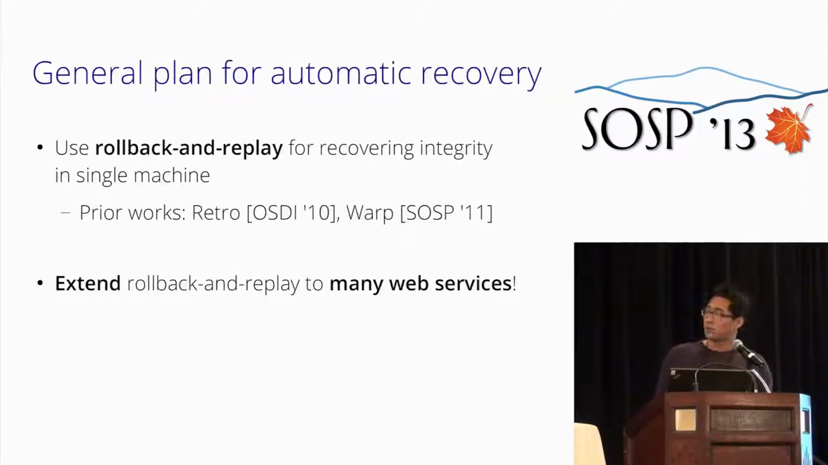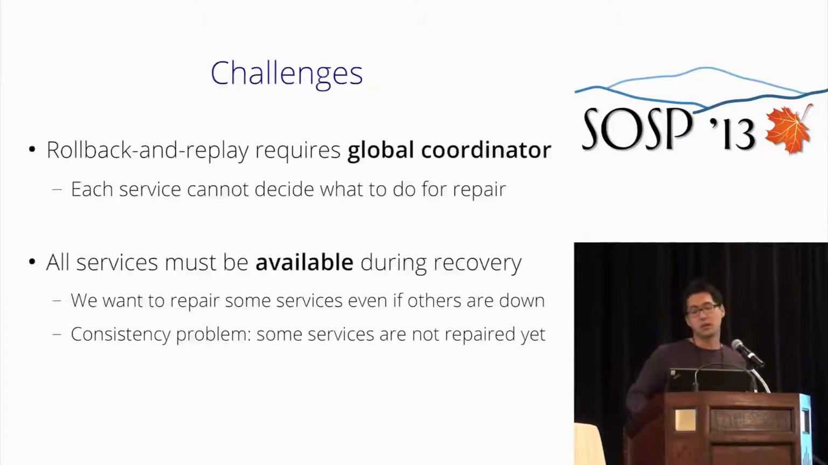Our approach for this particular problem is as follows. We're first going to use rollback and replay for recovering integrity within a single machine, based on our prior work. And we're going to extend the rollback and replay to many web services. However, there are a couple of interesting challenges in doing so. First, rollback and replay of many websites requires a global coordinator who understands the entire picture of an attack, because each service cannot decide what to do for recovery. Also, we must carefully re-execute every single request in the picture.